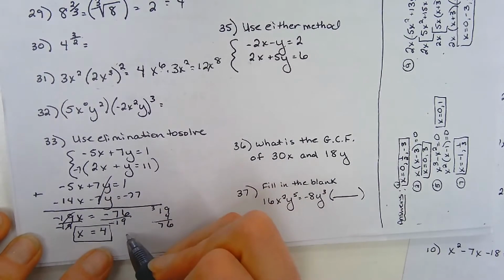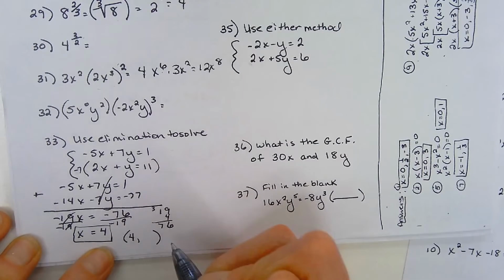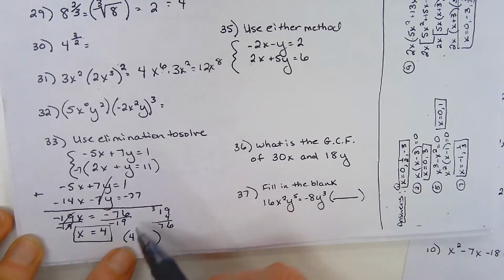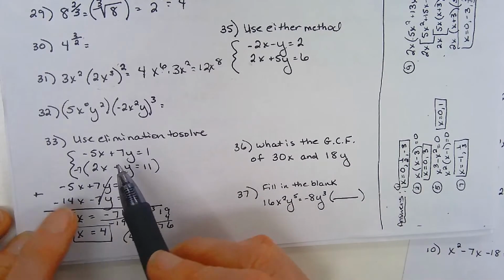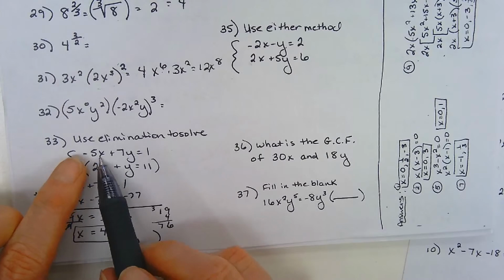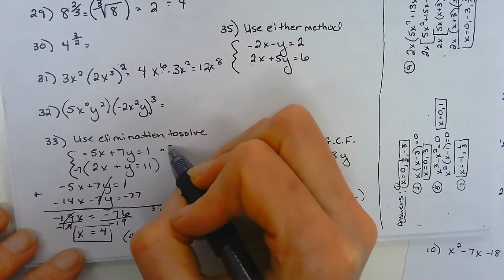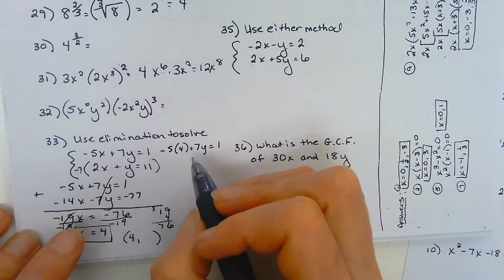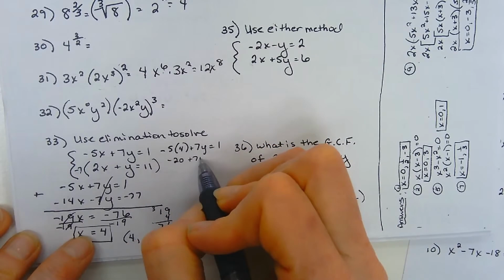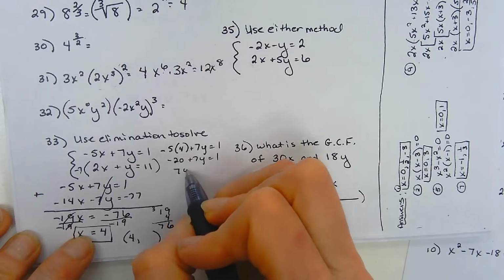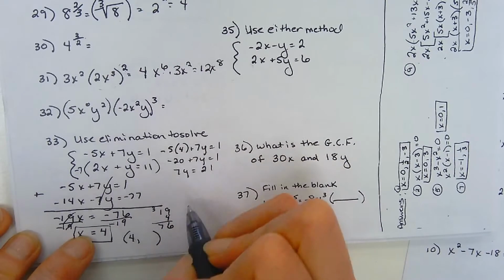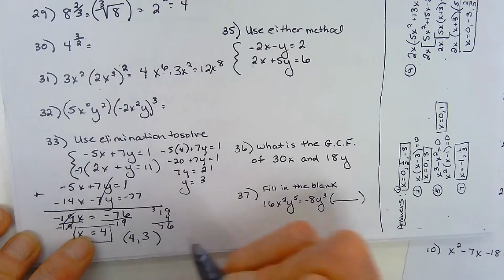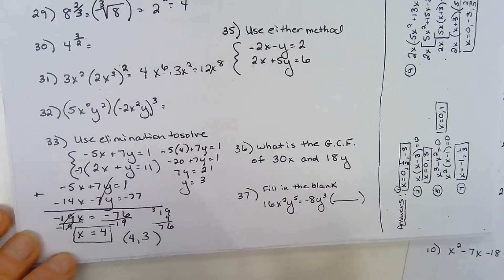Now I want to find the point, the coordinate point actually, where these two lines would cross. So I need to find y. I'll put 4 into my original equation. I'll choose the top one. -5 times 4 plus 7 times y equals 1. That's -20 plus 7y equals 1. 7y equals 21. Dividing both sides by 7 gives y equals 3, and there's the coordinate point for number 33.